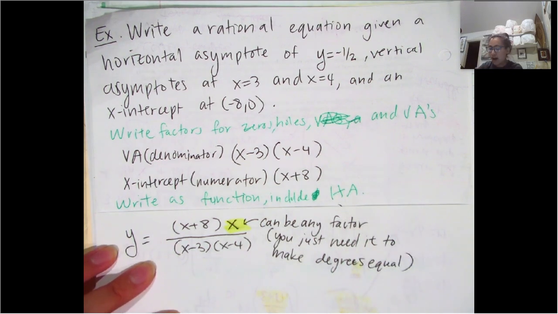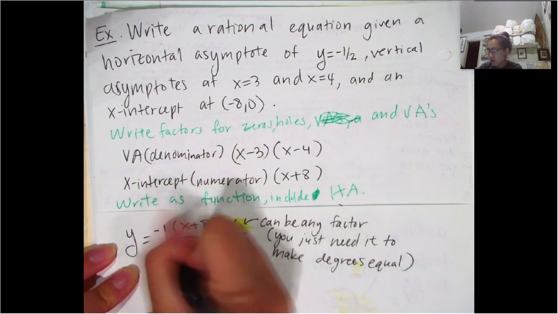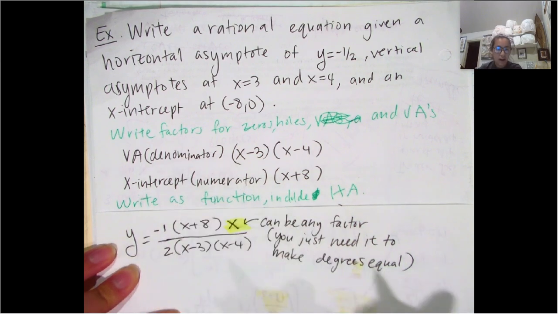Okay, and once you have that, you can just put your horizontal asymptote in front. So now that the degrees are equivalent, you can put the horizontal asymptote in front. So -1/2. So you don't really need the 1 there, actually.